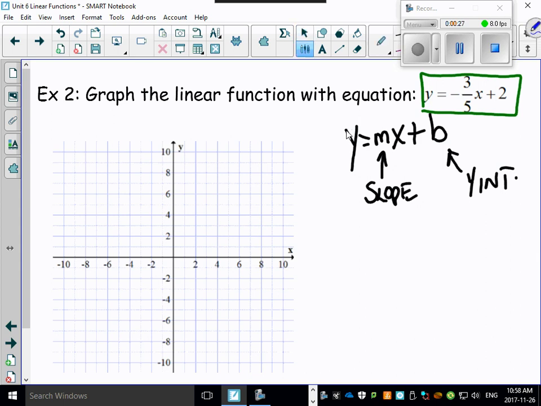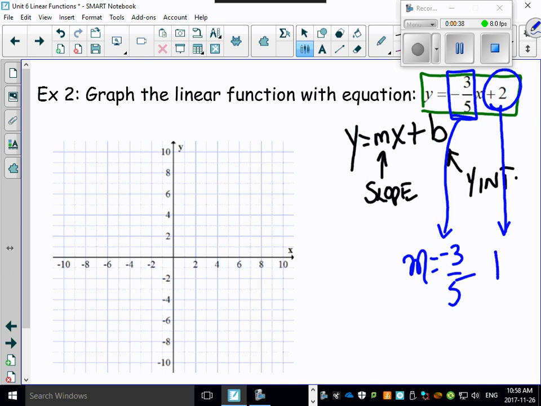Piece of cake. Look, there's minus 3 over 5. That, sports fans, is your slope. There's the 2. That is your intercept. So now graph it. You can't do a slope without a starting point. So b equals 2, the y-intercept right there, gives you your starting point. That's done. Yay.